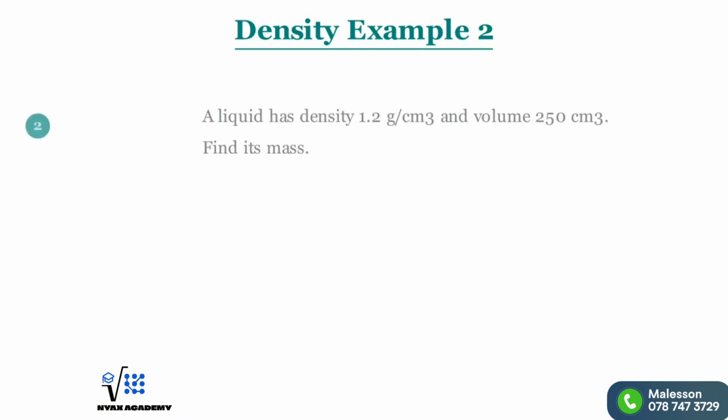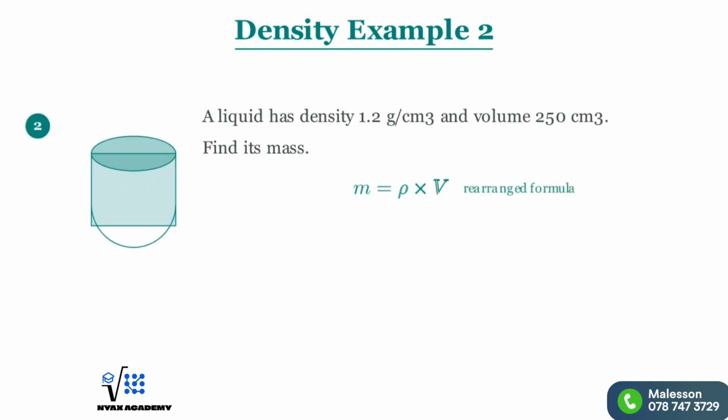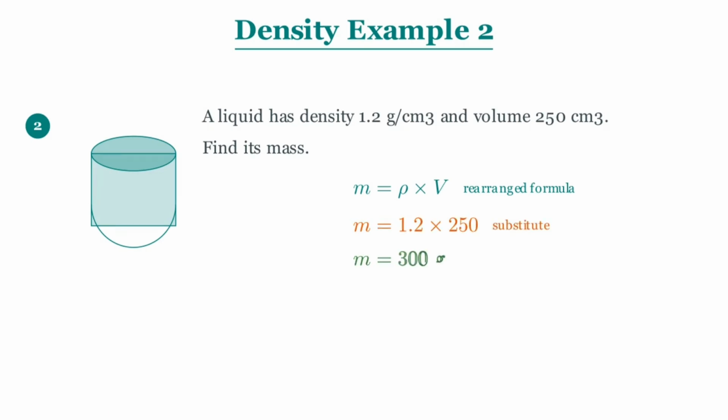Taking a look at example 2, we're given that a liquid has a density of 1.2 grams per cubic centimeter and a volume of 250 cubic centimeters. We need to find its mass. We rearrange our formula and substituting our values, find out that the mass of the liquid is 300 grams.